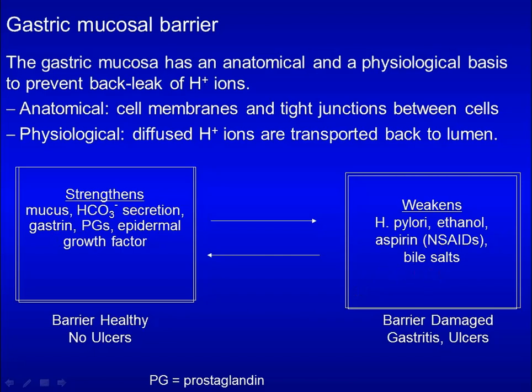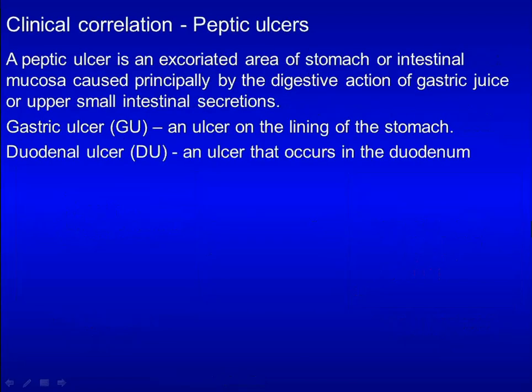Here is clinical correlation. A peptic ulcer is an excoriated area of stomach or intestinal mucosa caused by the digestive actions of gastric juice or duodenal secretion. When an ulcer occurs on the lining of the stomach, it is called a gastric ulcer. When an ulcer occurs in the duodenum, it is called a duodenal ulcer.